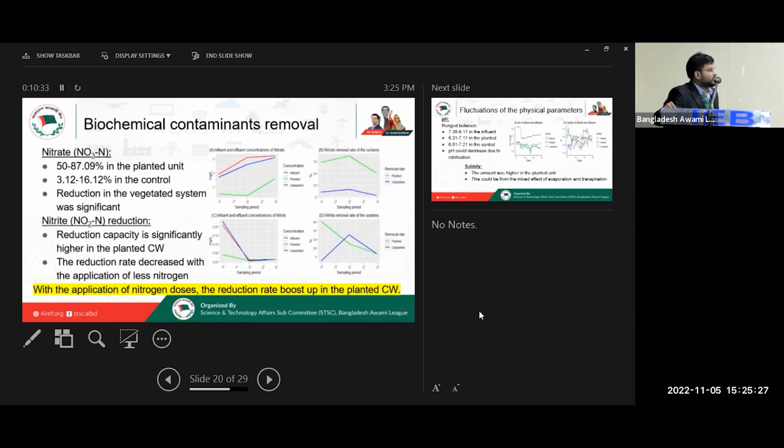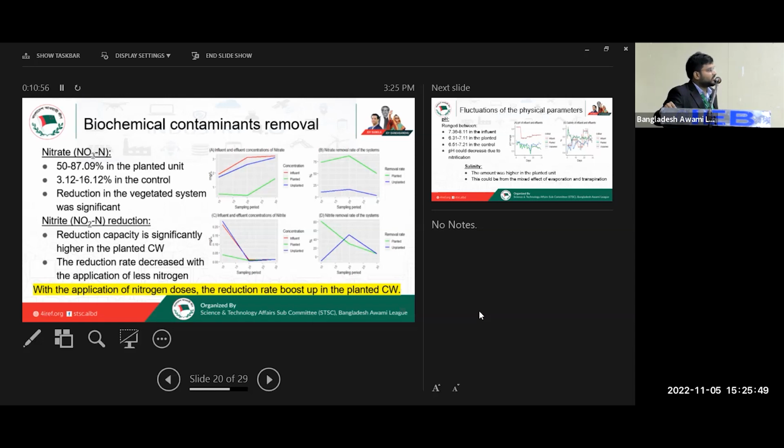For nitrogen, 50 through 87.09% reduction occurred in the planted unit, whereas 3.12 to 16.12% was reduced in the control. And the reduction in the vegetated system was significant.